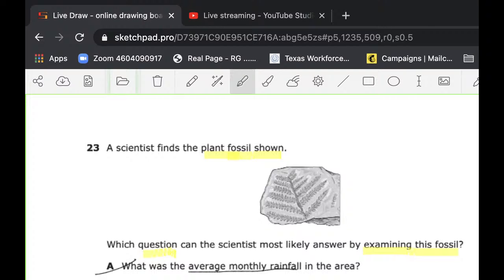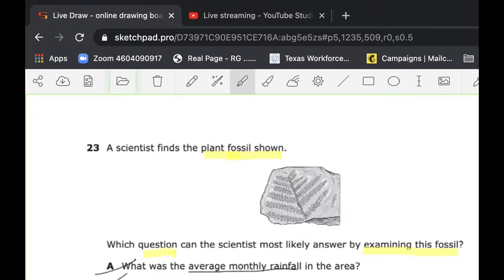Option B. How much water was absorbed by the roots of the plants? This fossil cannot help scientists answer the question about how much water was absorbed by the roots of the plants, but it can tell them if the plants lived in a rainy environment, as we said before. So these are more specific questions that the fossil itself can't answer. How much water was absorbed? What was the average monthly rainfall? That can't be answered just by a fossil.